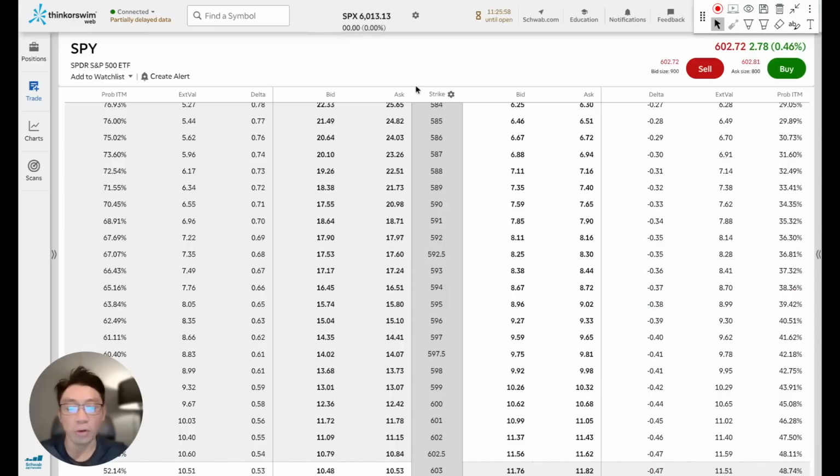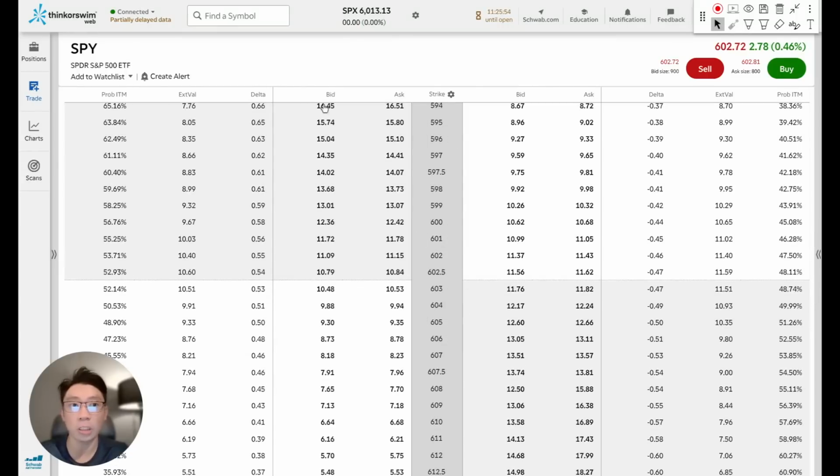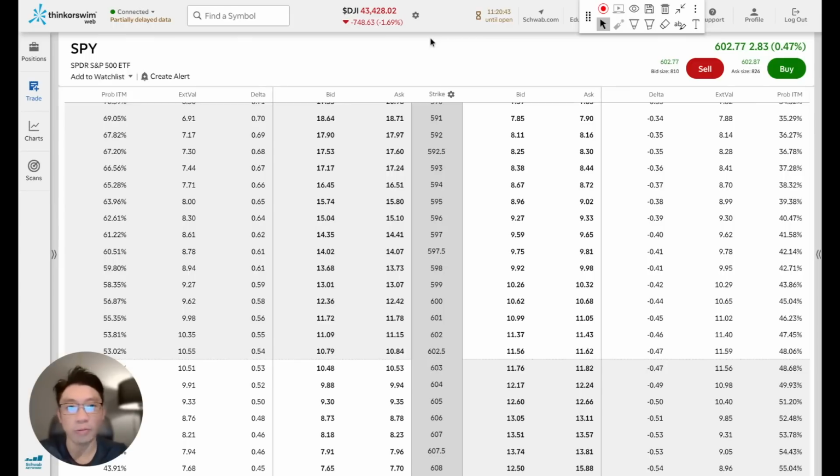So let's head on over to the option chain. As you can see over here, this is the option chain, and I'm going to use SPY as an example. Let's start off with the put credit spread. On the option chain, on the right hand side is where you have all your put options, and on the left hand side is where you have all your call options. So if you're talking about anything regarding the put options, you're looking on the right hand side of the column.